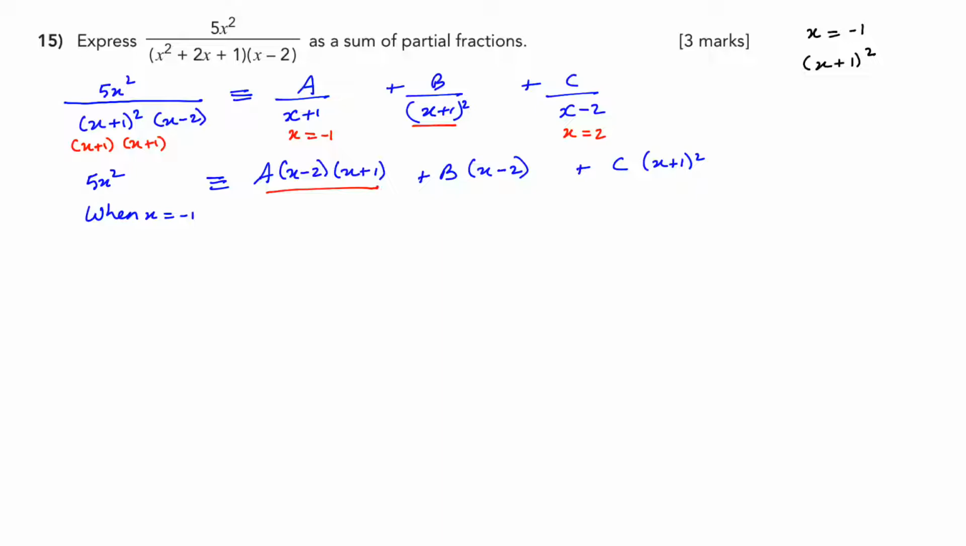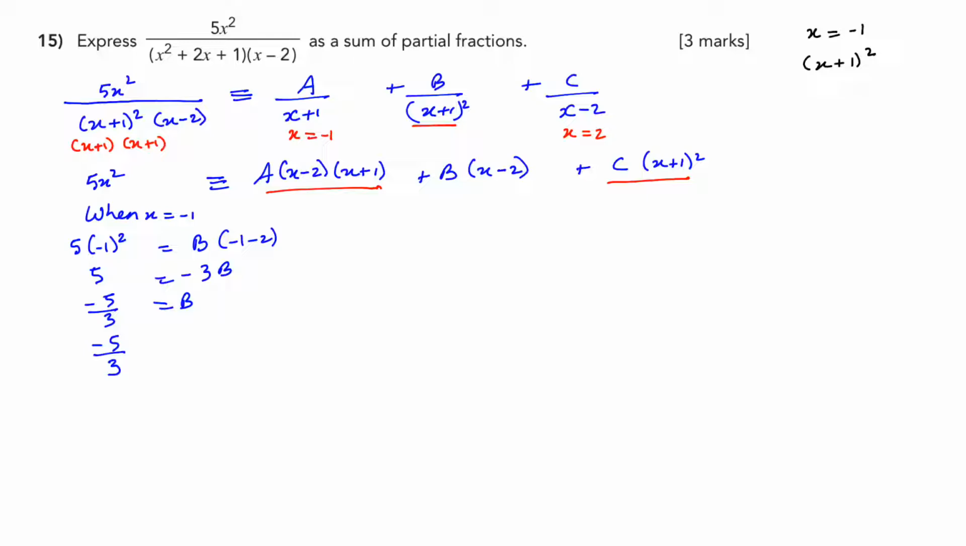-1 plus 1 is 0, so A will get cancelled. -1 plus 1 is 0, so C will get cancelled. We will be left with only B. So let's substitute, and -1, -2, you will get 5 is equal to -3B. Divide 5 by -3, so your answer is -5/3.